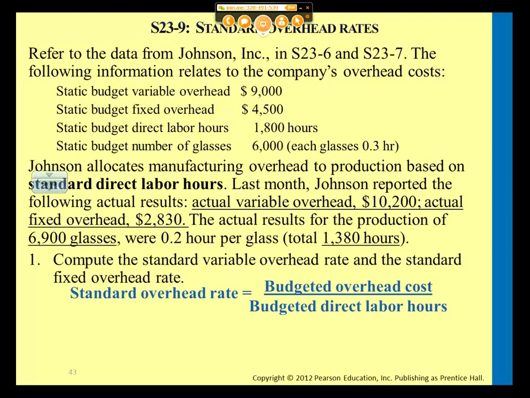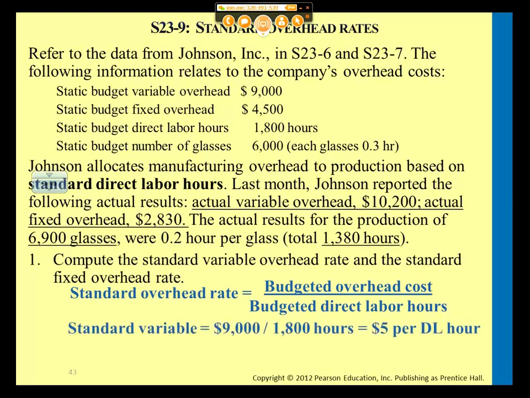So my standard variable is going to be my static budget variable overhead, right, divided by 1,800. I'm going to use my direct labor hours to calculate my standard variable cost. That's right, you got it right. So it's 9,000 divided by 1,800 hours, which is $5 per direct labor hour.